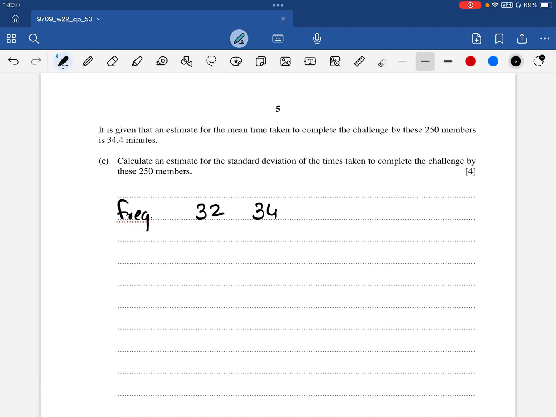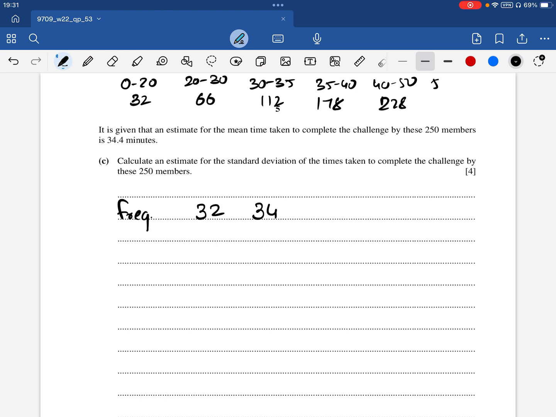So when I write down the table, it was 0 to 20, the cumulative frequency was 32. 20 to 30, it was 66, and 30 to 35, it was 112, and 35 to 40, it was 178, and 40 to 50, it was 228, and 50 to 60, it was 250.